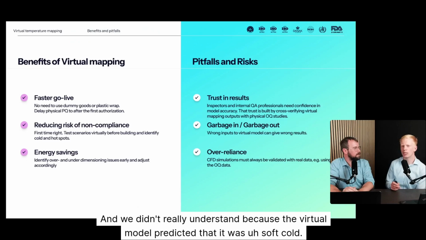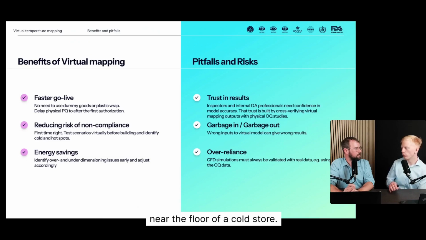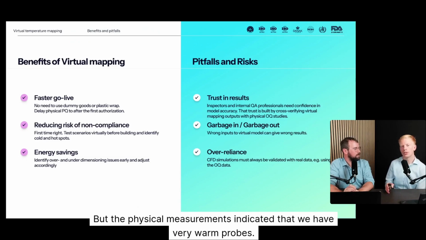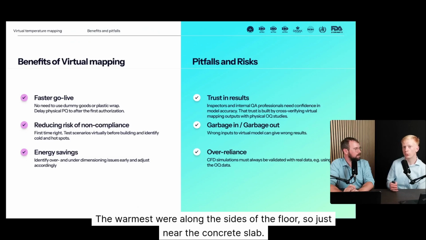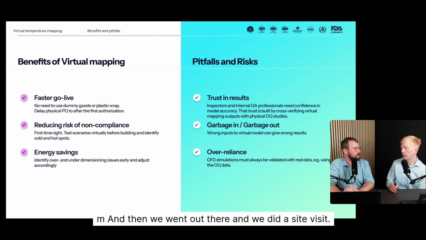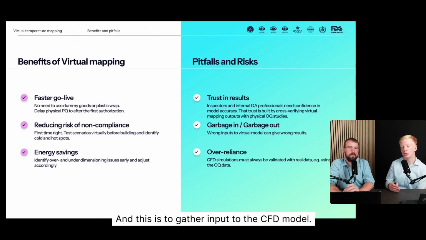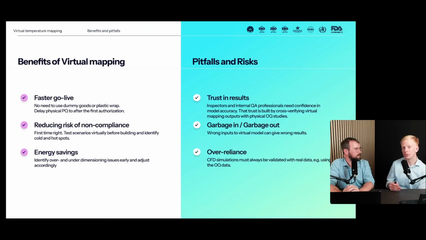And we didn't really understand, because the virtual model predicted that it was cold near the floor of a cold store, but the physical measurements indicated that we have very warm probes. And the warmest were along the sides of the floor, just near the concrete slab. Then we went out there and did a site visit, and that's something we do for all the projects we do. This is to gather input to the CFD model.